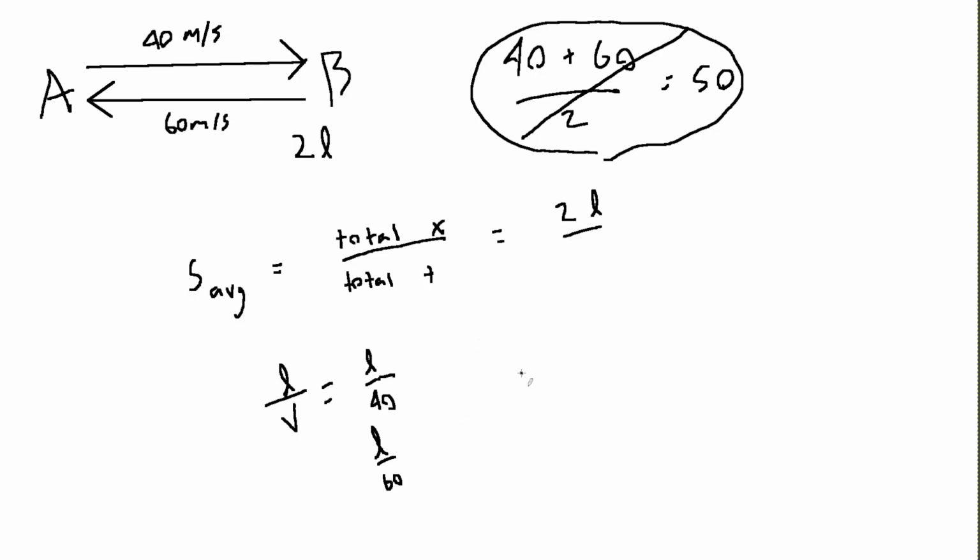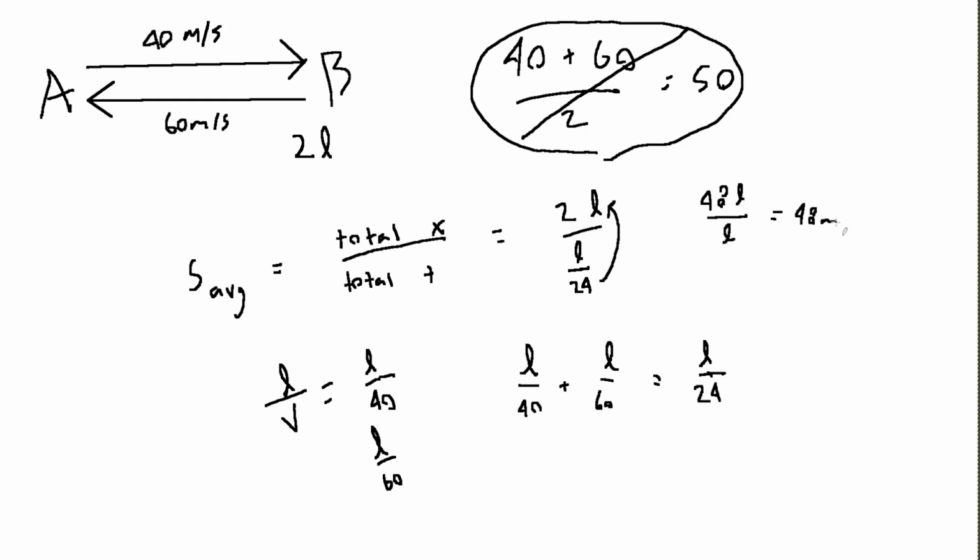And if we add these to get our total time, we have L over 40 plus L over 60. Well, you can do the math yourself. It works out to be L over 24. This is just adding fractions. And so this is our total time taken, right? And so we have 2L over L over 24. Remember, when you have a fraction and a fraction, this denominator gets multiplied up. And so we have 48 times L over L, which is 48 meters per second, is our average speed for this whole trip.